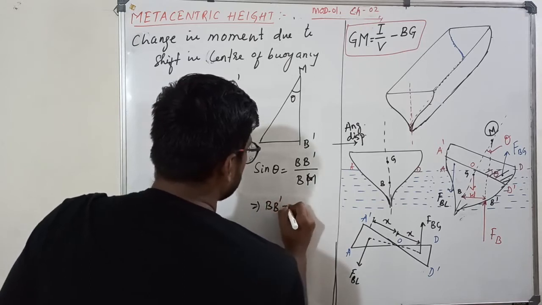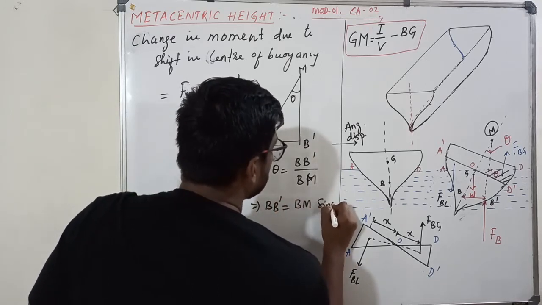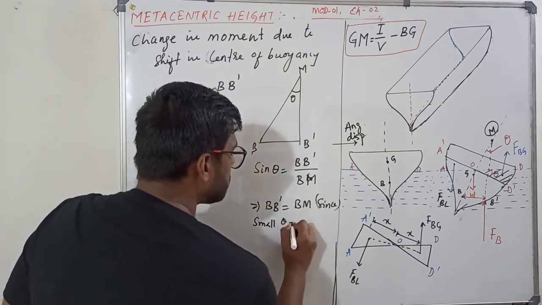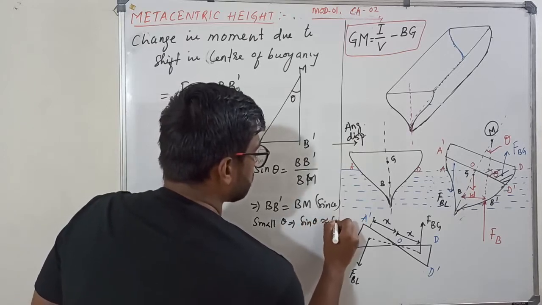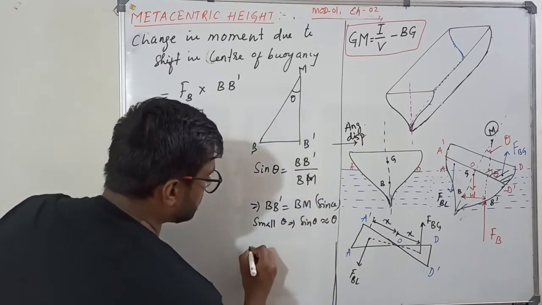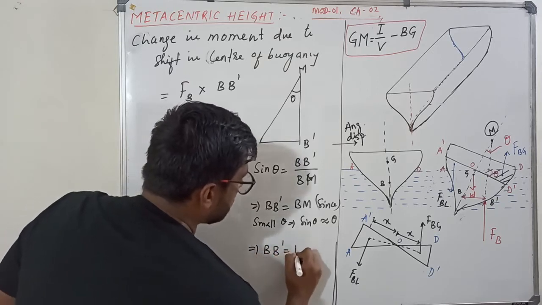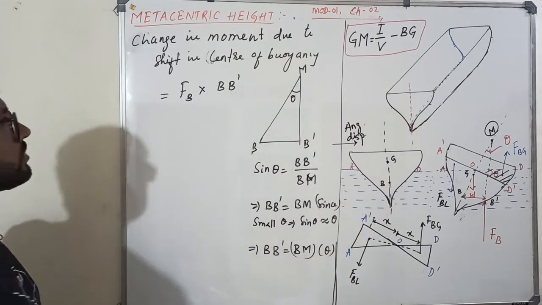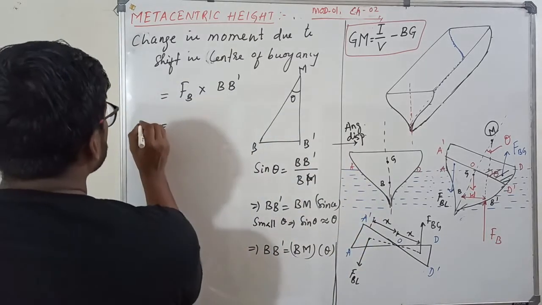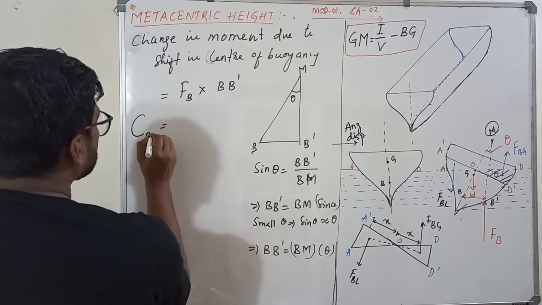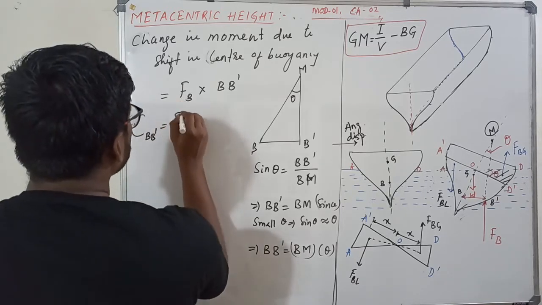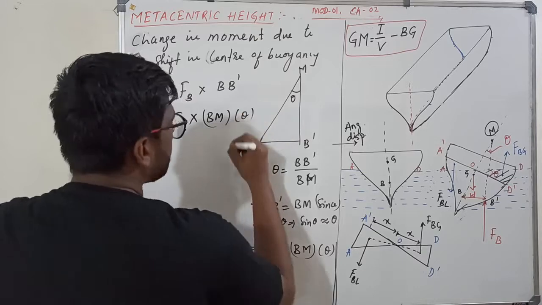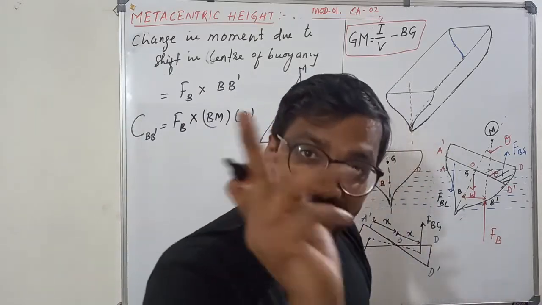So what is your BB dash, sir? BB dash is BM multiply sin theta, for a very small angle theta. What is sin theta? Sir, for a very small angle theta, sin theta is theta itself. That means your BB dash is equal to how much? Sir, BB dash equal to BM into theta. So now this couple, let me write C BB dash, couple BB dash is equal to FB multiply this, that is your BM into theta. Simple. Very good.